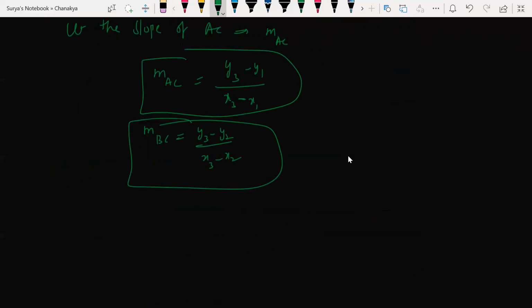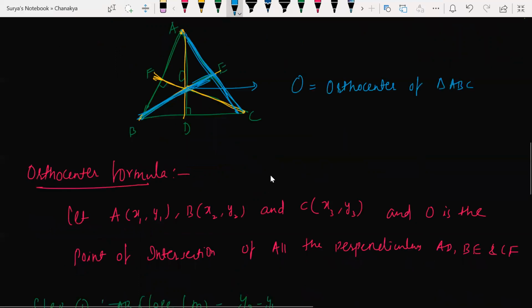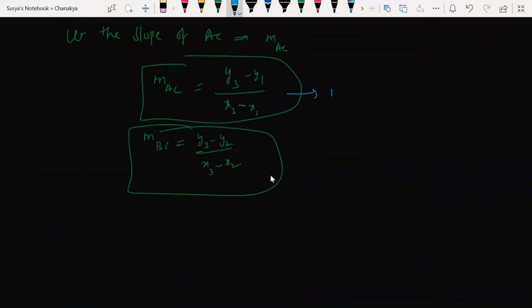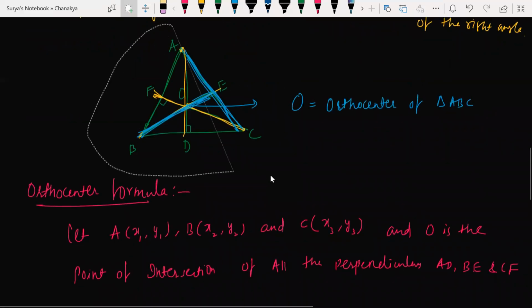Now the slope of AB I found, and the slope of the perpendicular line we just found is minus 1 by m1. The slope of AC you found, right? What is the perpendicular line to that? Yes, sir. Now look at it: what is the slope going to be now? Let me take this figure somewhat down.